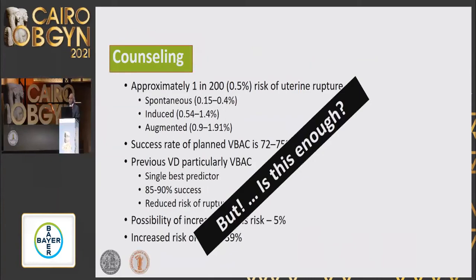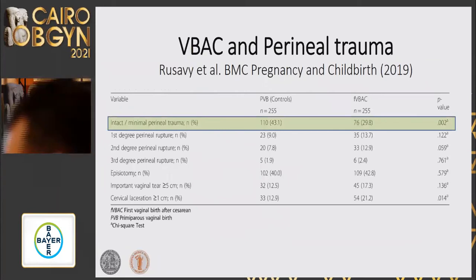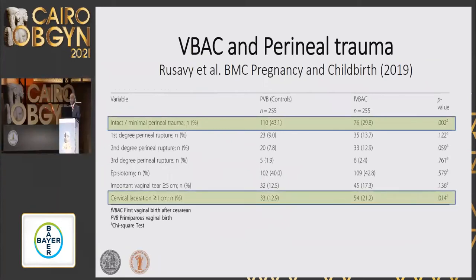But is this counseling enough? Is this counseling enough for the woman to make an informed choice or not? I personally don't think so, because there are other issues that they need to be aware of. One of them is the risk of perineal trauma, not necessarily obstetric anal sphincter injury, but perineal trauma in general. And women having VBAC compared to women having their first vaginal delivery seem to be at a higher risk of perineal trauma in general, as well as cervical laceration and cervical tears. This is something they need to be aware of. And these could possibly be related to the baby's size, which will be slightly bigger just because it's the second pregnancy or the third pregnancy.